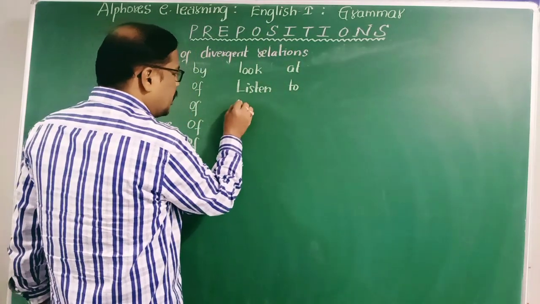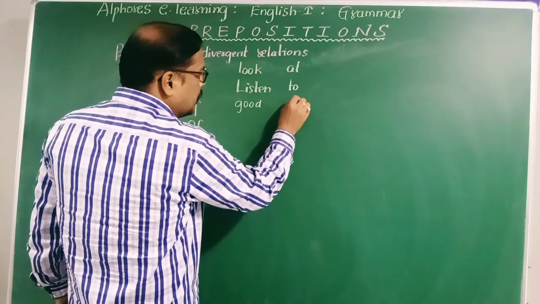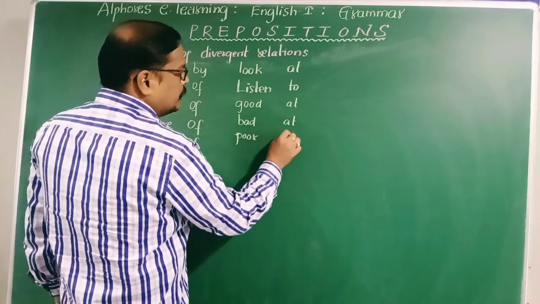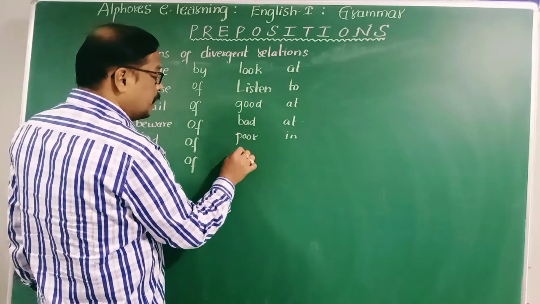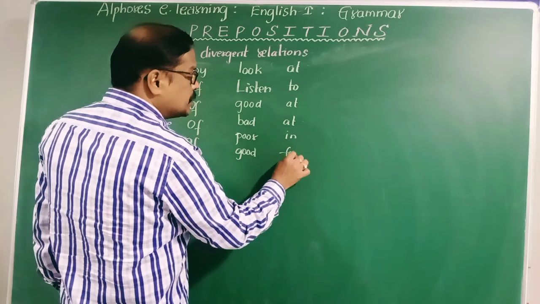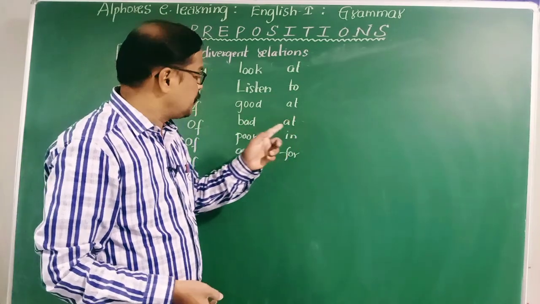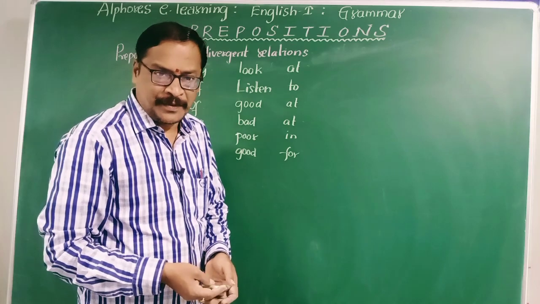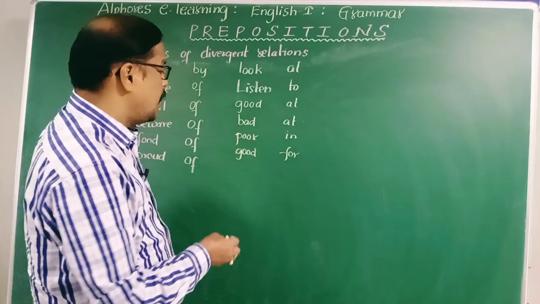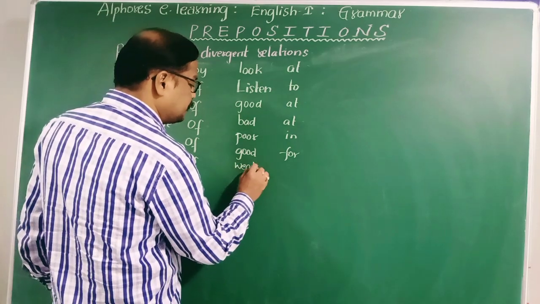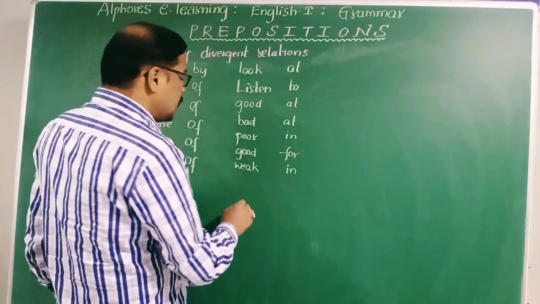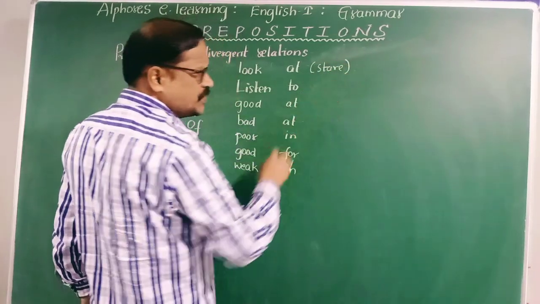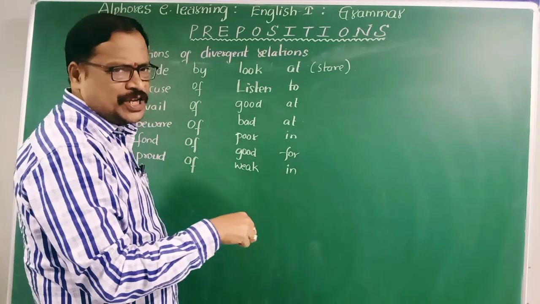Okay, and you can take good at, bad at, poor in. Good at, bad at, poor in, and we can also take good for something. I am good at English, but poor in mathematics. Exercise is good for health. Good at, bad at, poor in, weak in, and of course you can also take weak in. Okay, and here look at means stare. There are many words and they are followed by different prepositions.